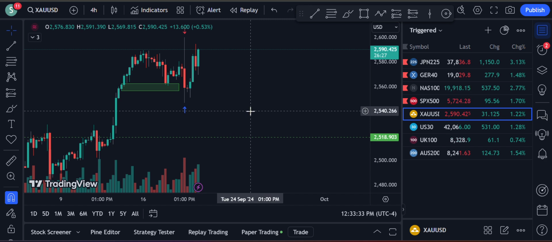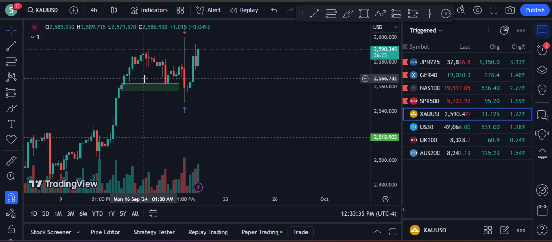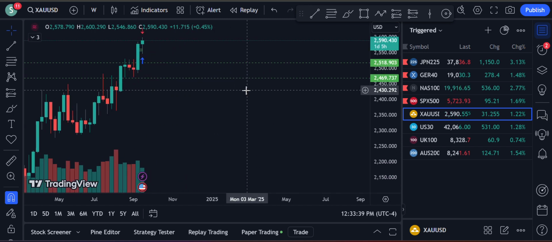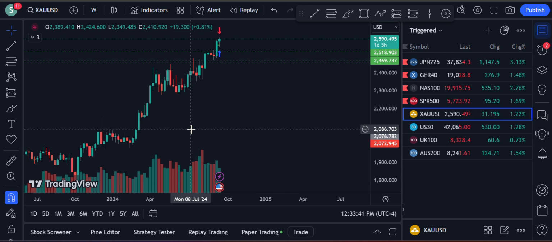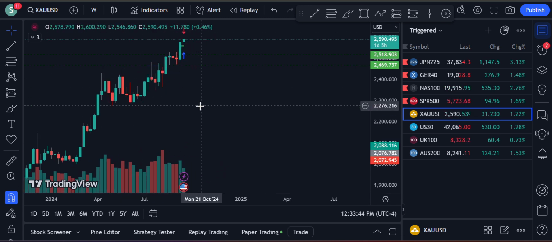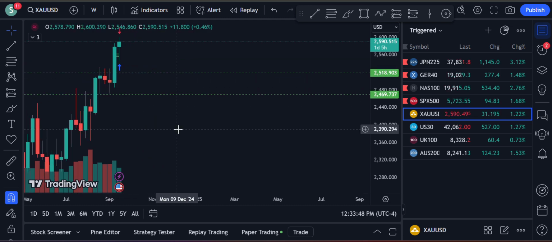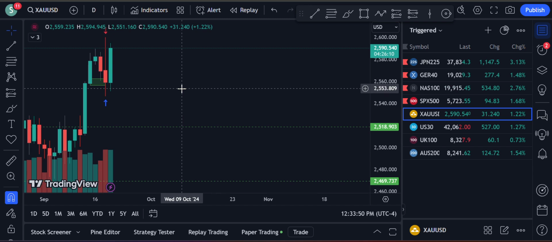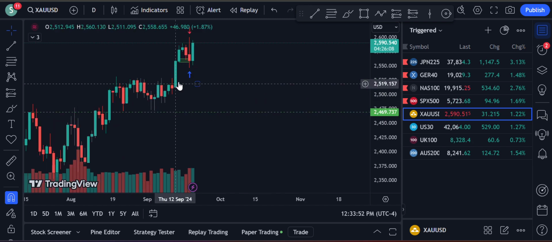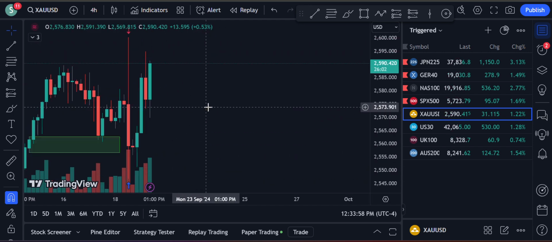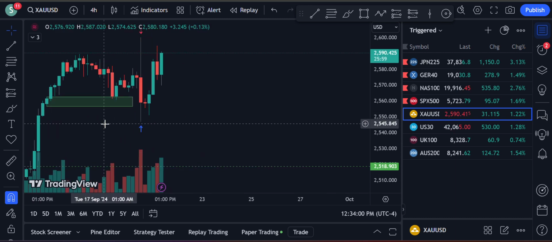Okay, so my first trade was in gold. So what was my thought process? As we can see, gold is in uptrend. This is our weekly demand zone. This is our daily picture. There's no good demand zone on daily time frame, so we move down to 4-hour time frame.